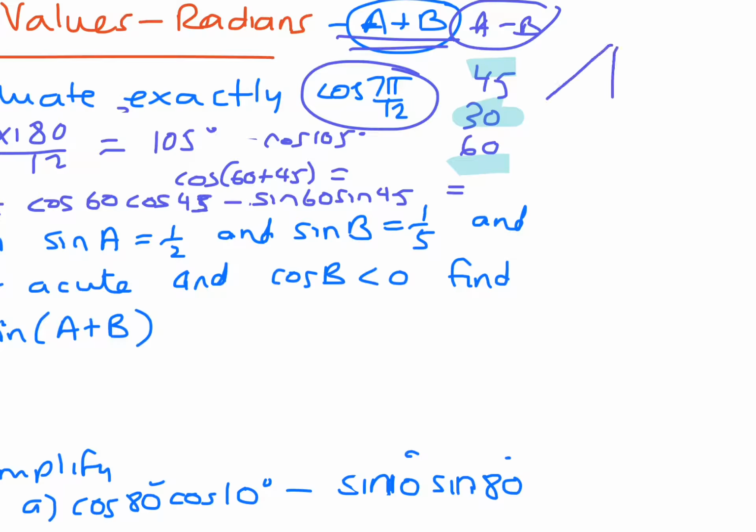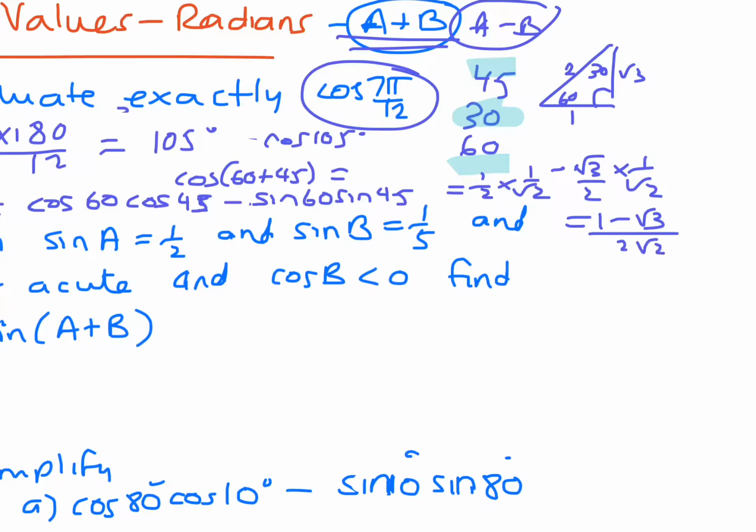So using your exact triangles, cos 60 is a half, cos 45 is 1 on root 2, minus sine 60 is root 3 on 2, and sine 45 is 1 on root 2. So you end up with 1 minus root 3 over 2 root 2. You could then go on and just rationalise that. You get root 2 on the first one, and root 3 times root 2 is root 6. 2 times root 2 squared, so 2 2s are 4. Okay.